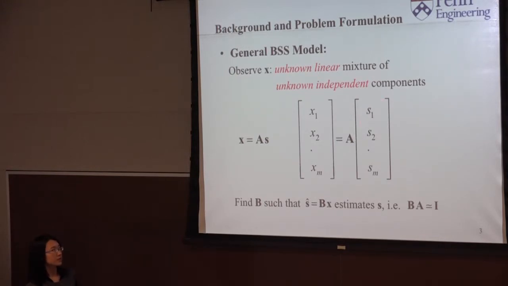Since we don't have exact information about the mixture process or the source symbols, what we know is that the symbols in the source vector are statistically independent of each other. That is the basic problem of BSS. In BSS, we want to find a matrix B such that when we apply B to the observation vector, we get a vector that is a good approximate estimate of the source vector. In other words, we want to find a matrix B such that B multiplied by A is approximately the identity.